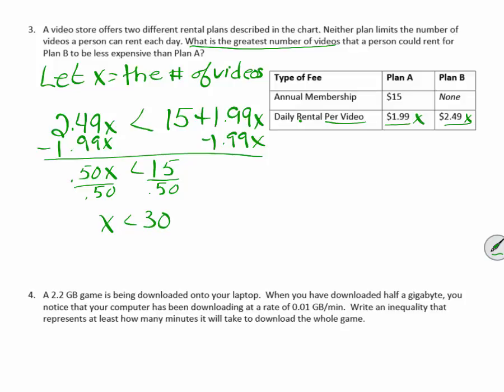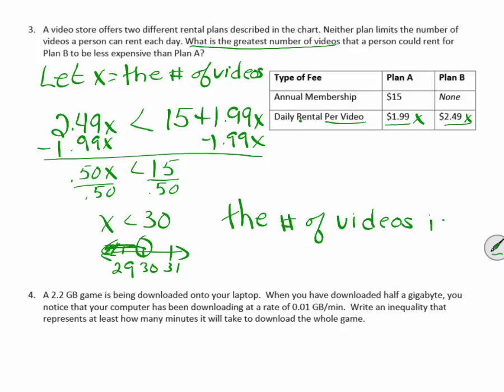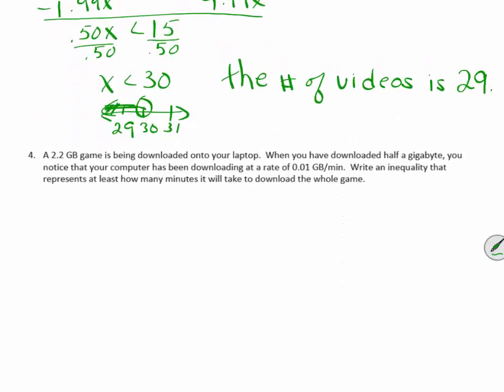All right, now it says what is the greatest number of videos? Well, x can't be 30. First of all, let me graph this. 29, 30, 31. Okay, so x can't be 30, which means the greatest number of videos that would work would have to be 29. So that's where being able to answer the questions makes sense here.